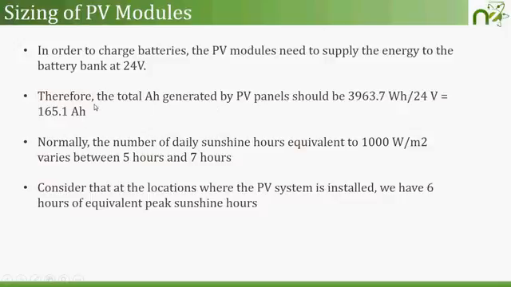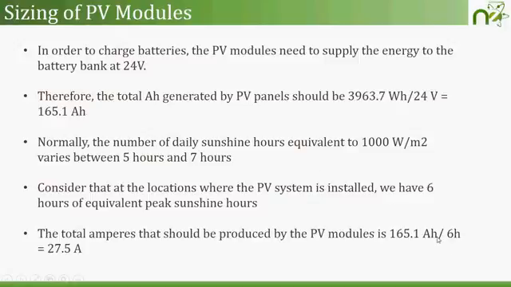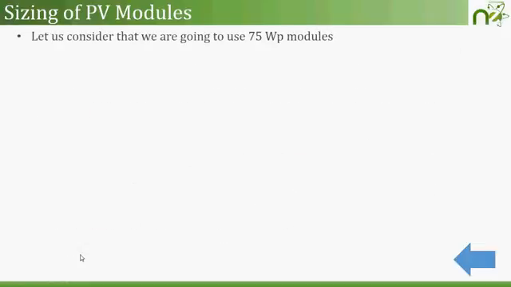Now I want to calculate the current rating, how much current my solar PV panel should generate. So if I divide by 6 hours, this hour in the ampere hour will get removed. So 165.1 divided by 6, which will be like 27.5 ampere. So solar power should generate 27.5 amperes of capacity.